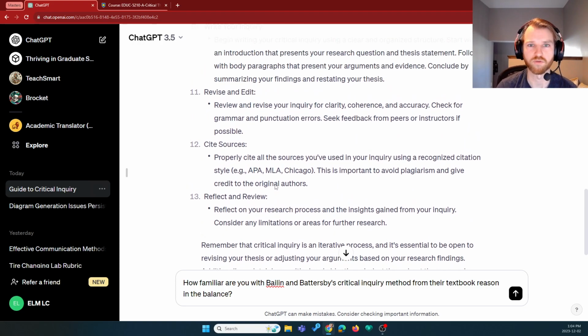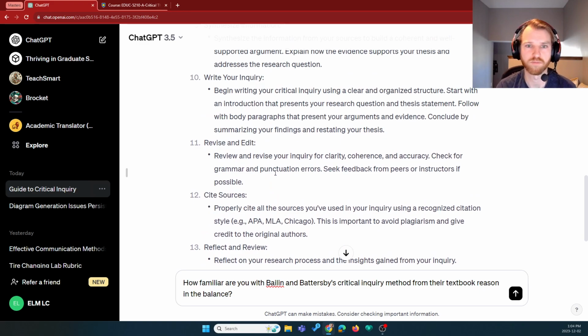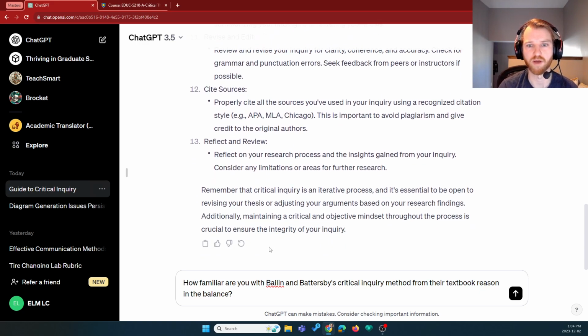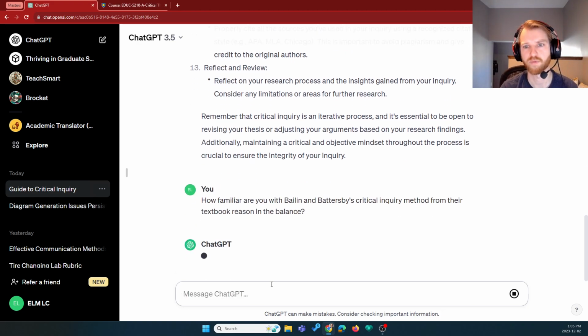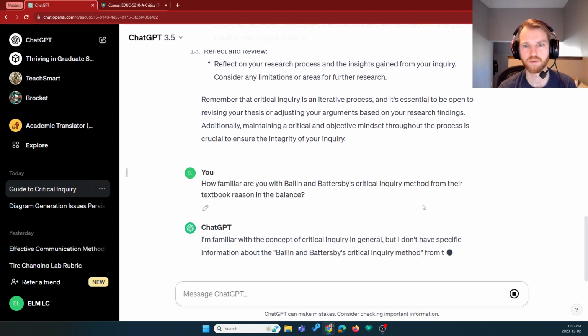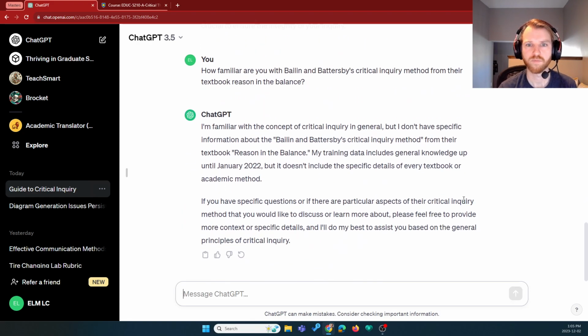I don't think there's a whole lot wrong with what it says, but I'm going to ask more specifically about how familiar it is with our specific critical inquiry method from the textbook. All right, so it's familiar in general, but doesn't have specific information about their method from their textbook. I think I'll switch to 4.0 and see if that gives me anything different.